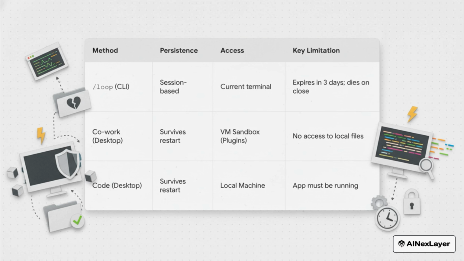Now, the 2 desktop options, Cowork and Code, they can actually survive a computer restart. But here's the kicker, the really important part. Cowork is totally sandboxed, meaning it can't touch your local files. Code, on the other hand, has the keys to the kingdom, full access to your machine.